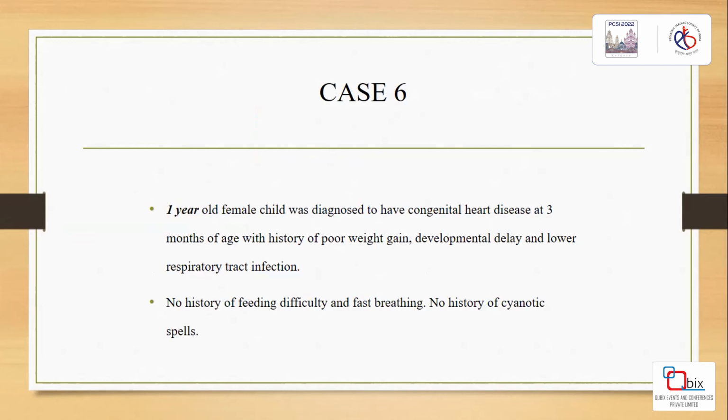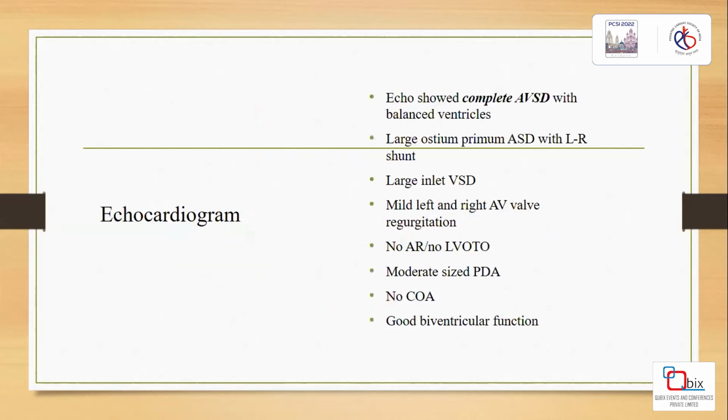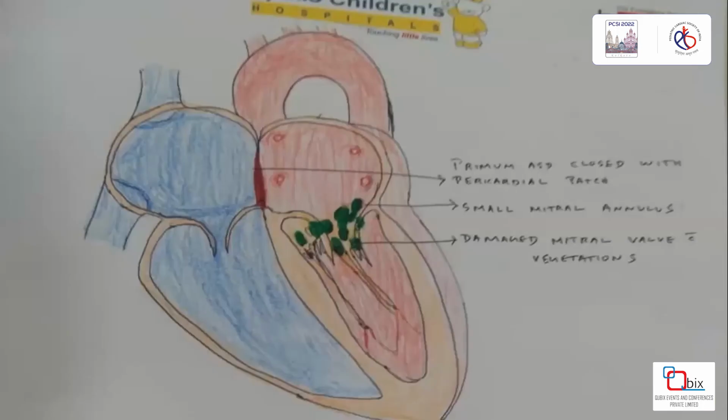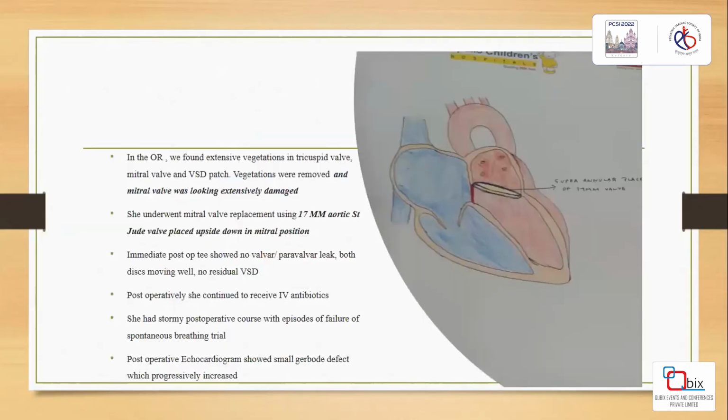The next case is a 1-year-old child diagnosed at 3 months of age with a history of poor weight gain, and echo showed a complete AVSD. The reason I put this up is this is a routine common AV canal, extubated within 2 hours, who developed severe MRSA endocarditis of the left AV valve. The valve was totally blown, and we had to take the child back to theater. And this is what I did, an upside down St. Jude 17 valve.